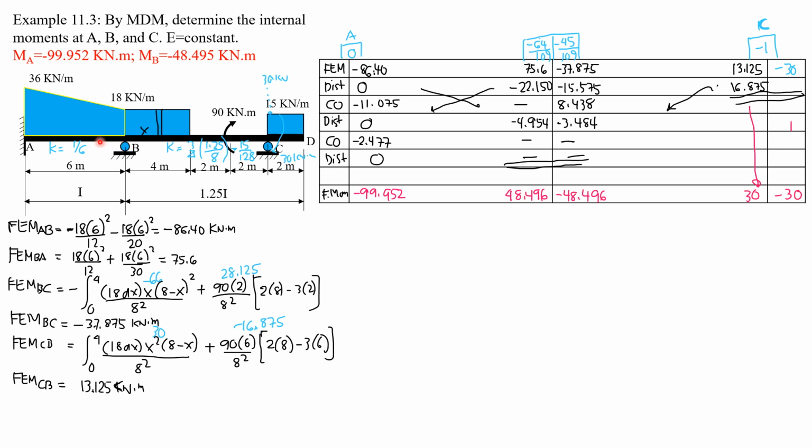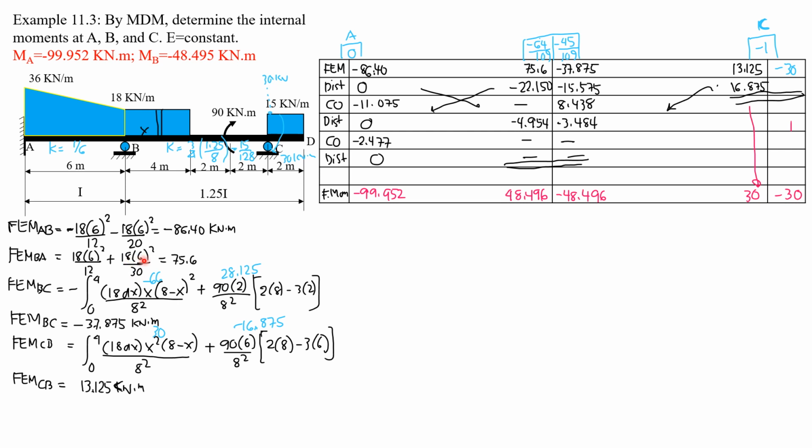Then fixed moment BA, which is positive 18, 6 square over 12, and positive, the intensity of the triangular load is also 18, times L square over 20 over 30.